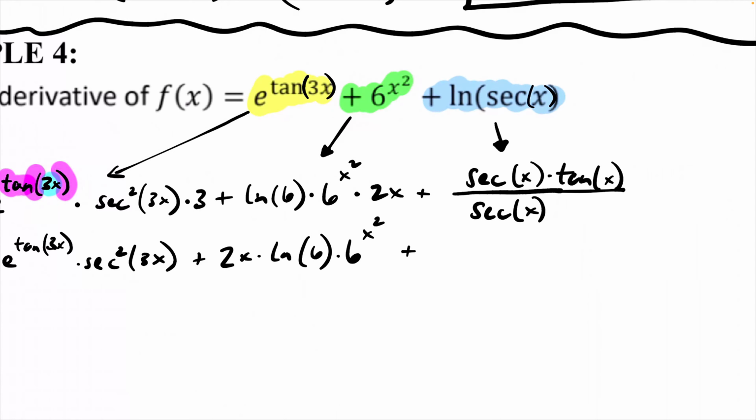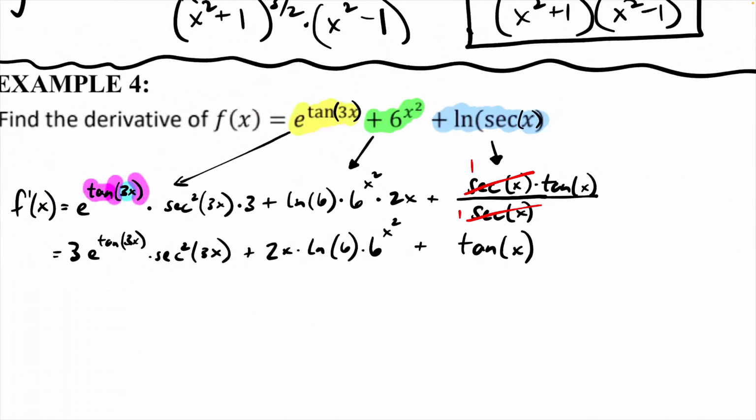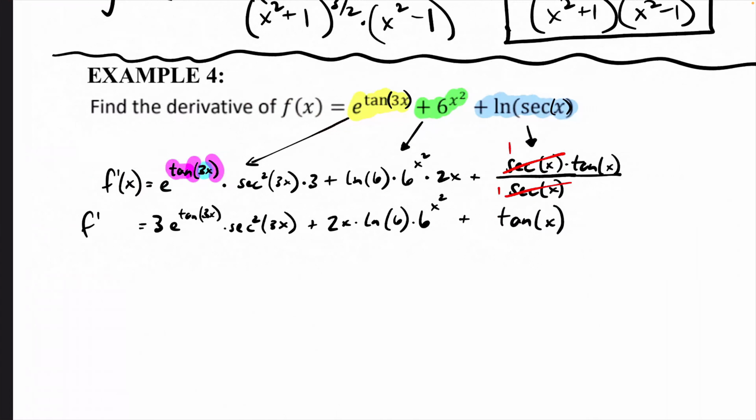Okay, so what can I do there? You notice anything I can reduce? Yeah, I can divide them both by secant of x and cancel them out. So that just becomes tangent of x. You are done.